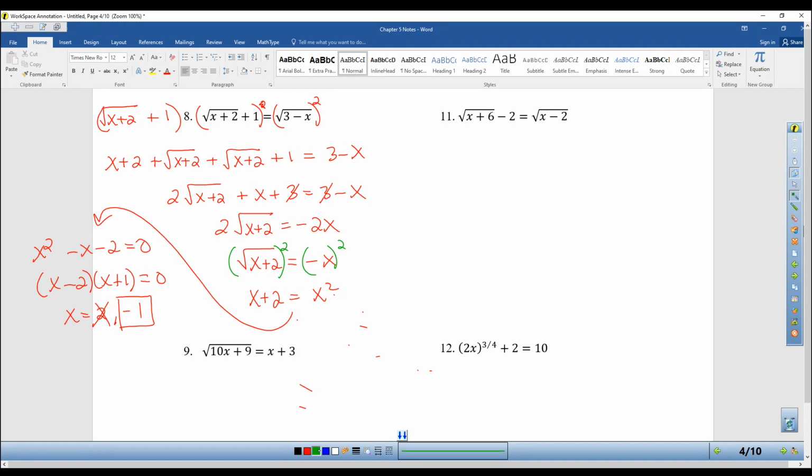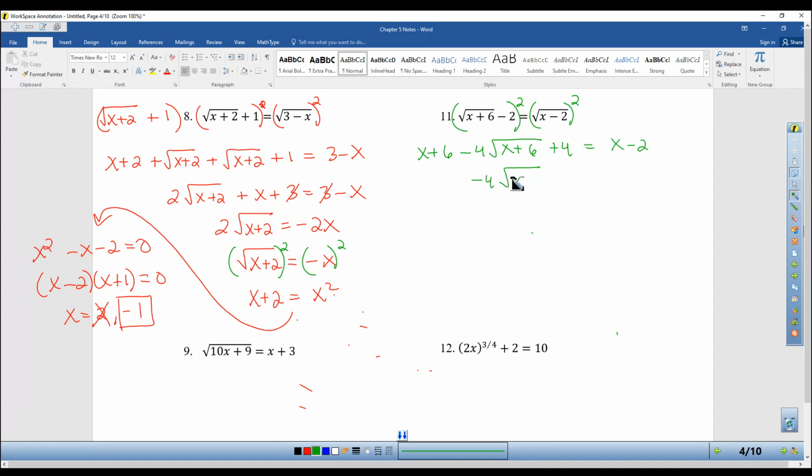Number 11 is exactly the same kind of problem, giving you a chance to practice it on your own. But in case you get it wrong, I'll do it out for you. X plus 6. The inners and the outers make minus 4 square roots of x plus 6. Negative 2 squared is 4. And on the other side, I get x minus 2.